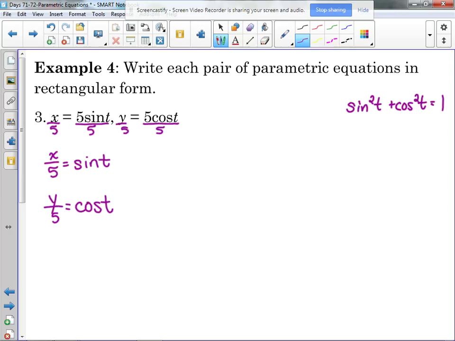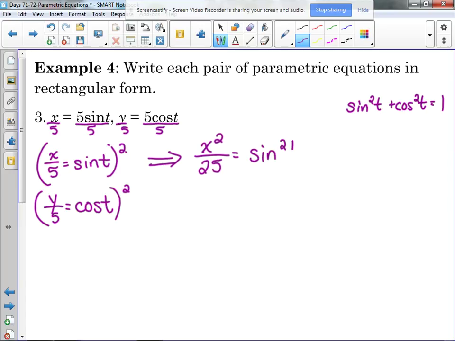Well, I can fix that. I can square both of those equations. We can do it as long as we do the same thing to the left side as the right side. You're allowed to do that. So when we square those, this is going to turn into x squared over 25 is equal to sine squared of t. And this one is going to turn into y squared over 25 is equal to cosine squared of t.